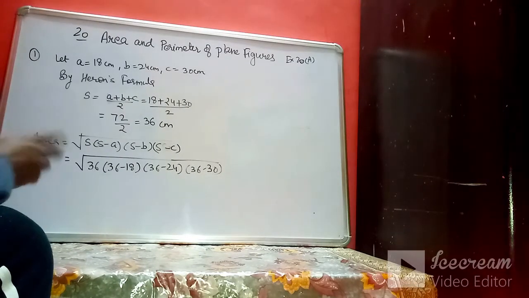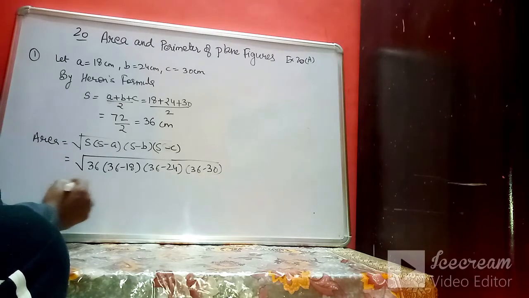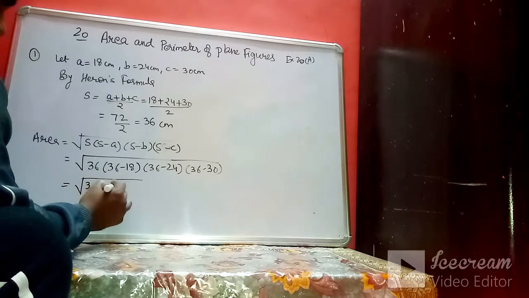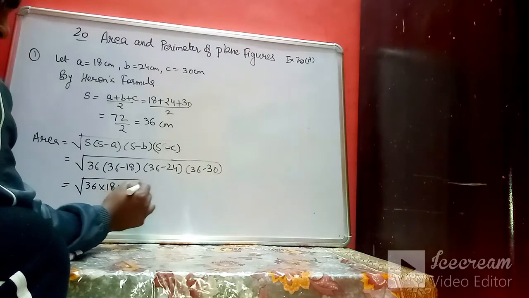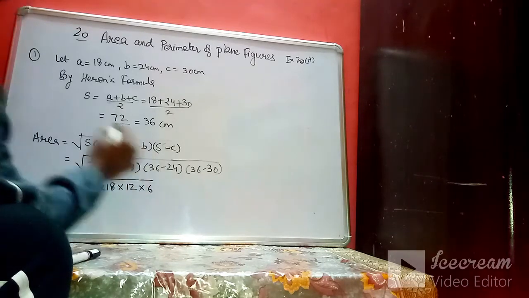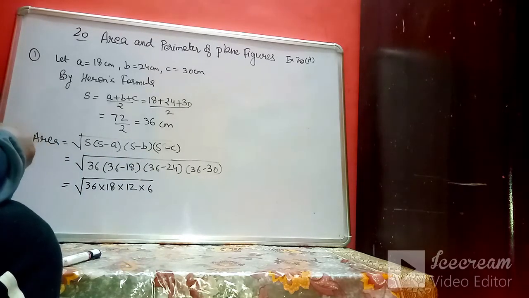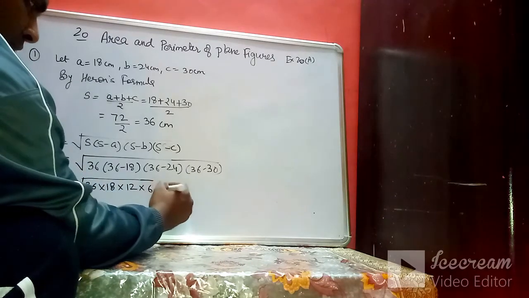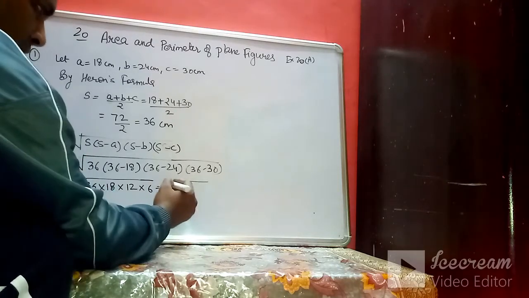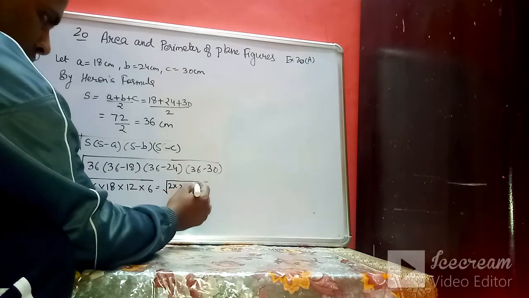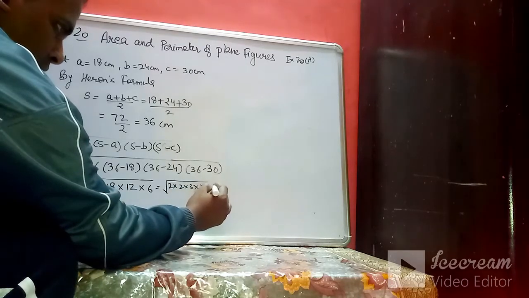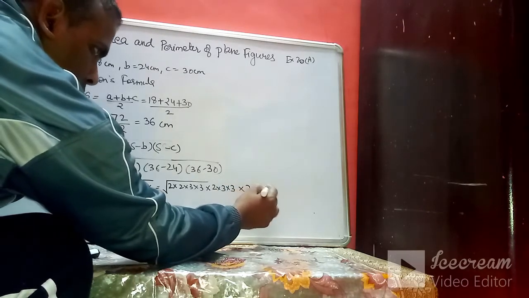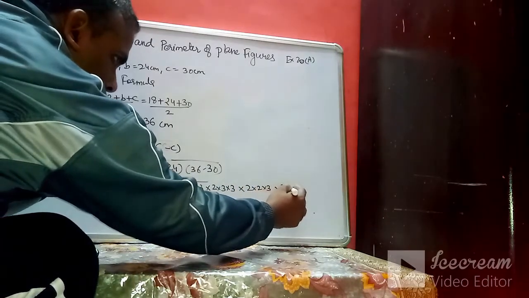Okay. So after solving, what will we get? We will get under root of 36 into 18 into 12 into 6. Now instead of multiplying, what we are going to do is prime factorize all the individual terms. So 36 will be 2 into 2 into 3 into 3. 18 is 2 into 3 into 3. 12 we can write as 2 into 2 into 3. And 6 is 2 into 3.